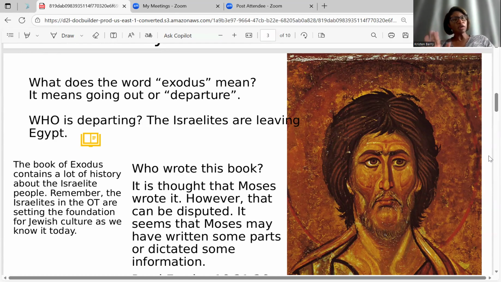Now, God doesn't leave them alone. So the book of Exodus has a lot of history in it about the Israelite people, and gives a lot of foundation to the Jewish culture.